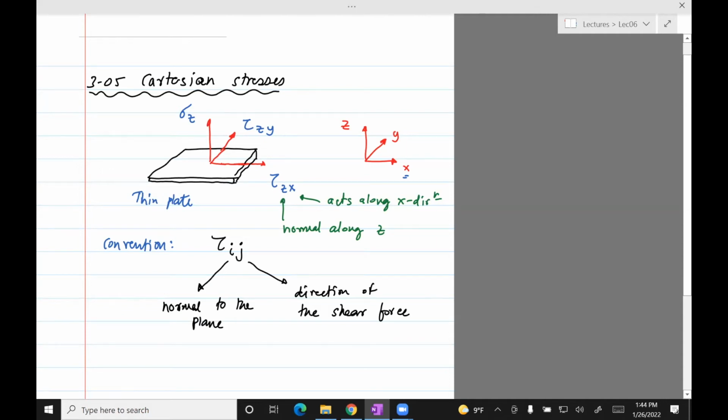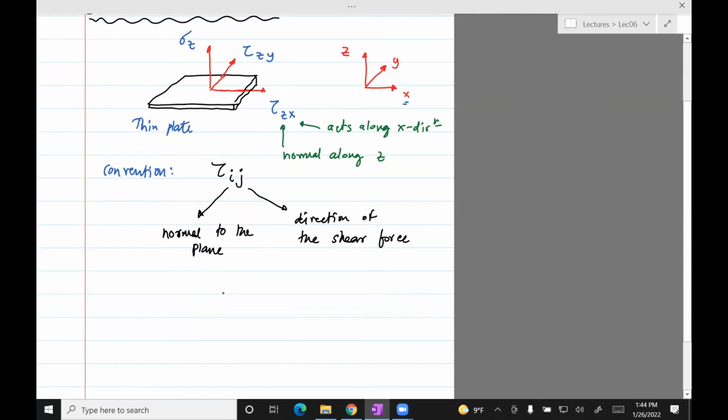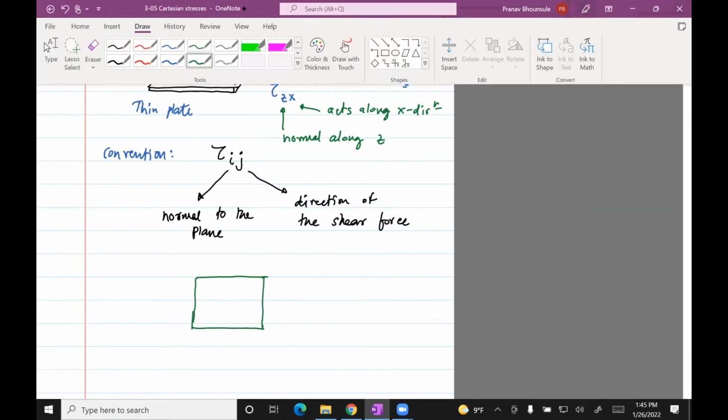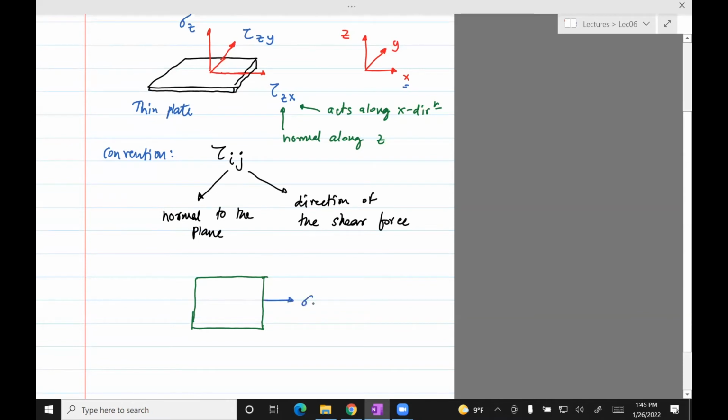So that's the notation we'll follow, and that's kind of universal. Okay, now in general, I drew the plate in a perspective, but if I draw an orthogonal view of it, this is sigma x, sigma x, sigma y, sigma y. Tau, okay, let's draw this first. X, y.